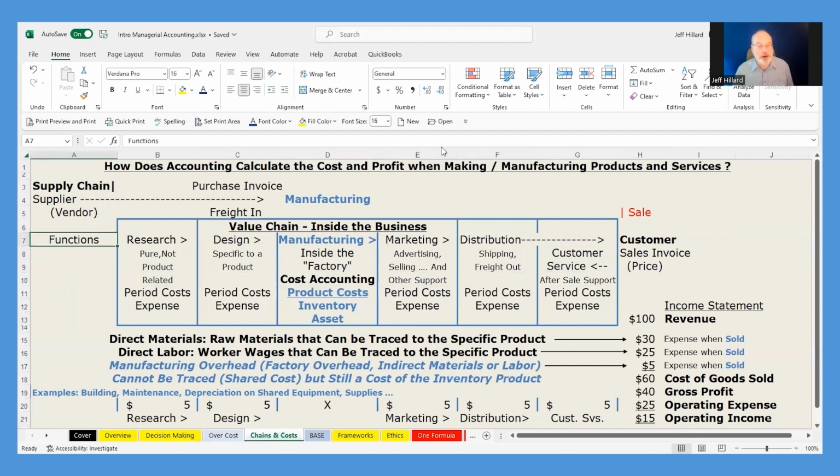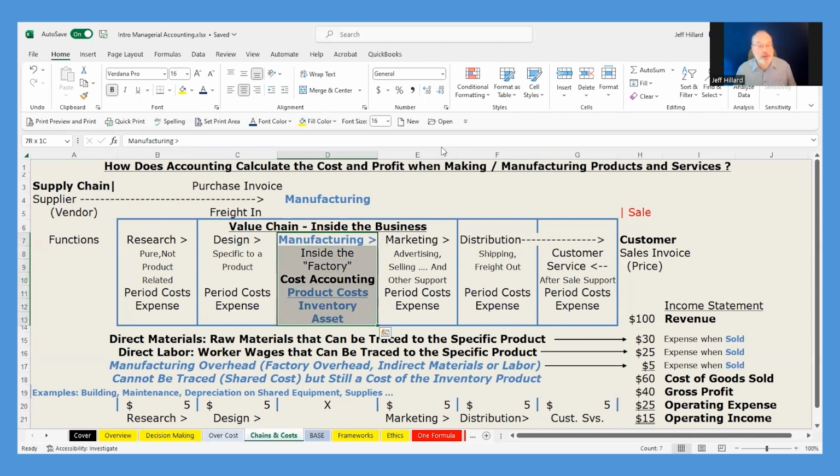The key point here is that everything outside the factory is an immediate expense. Repeat, everything except for what's inside your factory. So always identify your factory. You take it immediately as a period cost, or as an expense in the current period, as soon as it's incurred or spent, basically. So, manufacturing inside the factory, let's take a closer look at this.